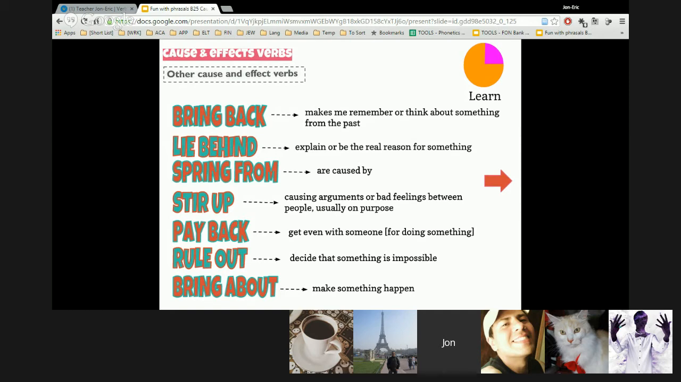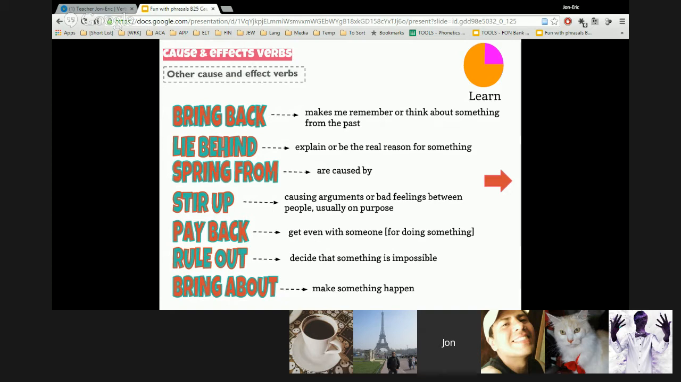Mr. Rob, can you read the second one? Yeah, sure. Lie behind: explain or be the real reasons for something. Okay, so we have to find out the effect that we can't see, or the result that we don't see. Okay, Giancarlo, the next one.